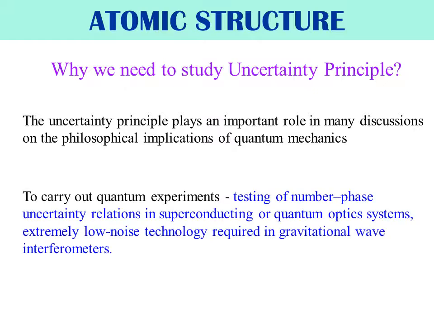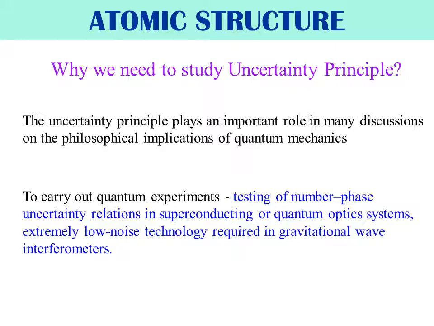Another important role is to carry out quantum experiments. What sort of experiments? Testing of number phase uncertainty relations in superconducting or quantum optic systems. This is one type of experiment. Another is testing of superconductors. It's also applicable for quantum optic systems, where we know what optics is all about, but this is quantum optic systems. So to carry out experiments, the uncertainty principle helps.